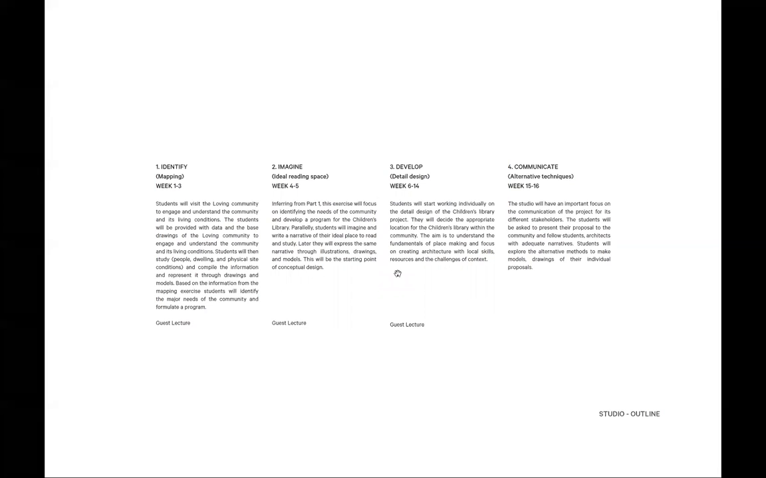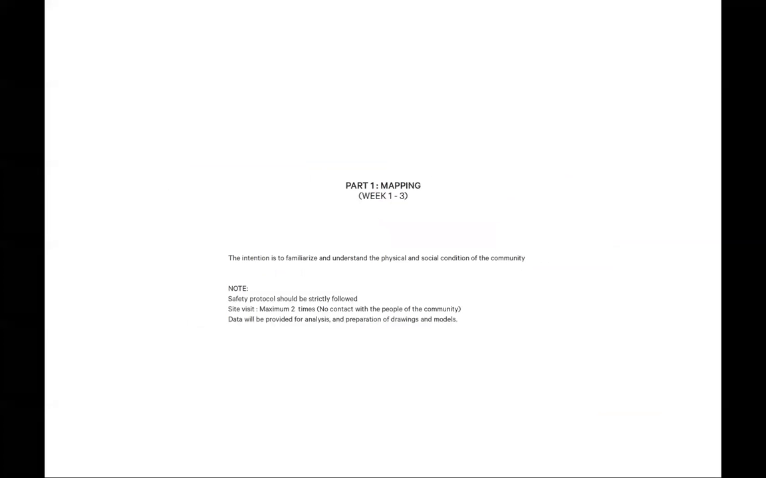The studio is structured into four major parts. First is the mapping for 3 weeks. The second part is the ideal reading space for 2 weeks. The third part is the design development stage from week 6 to 14. And the last 2 weeks are for developing alternative techniques for communication with different stakeholders. And in each stage we have invited guest lecturers, so it will be relevant for that phase of the studio.